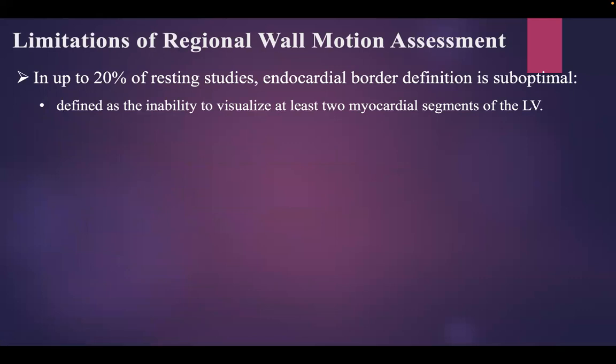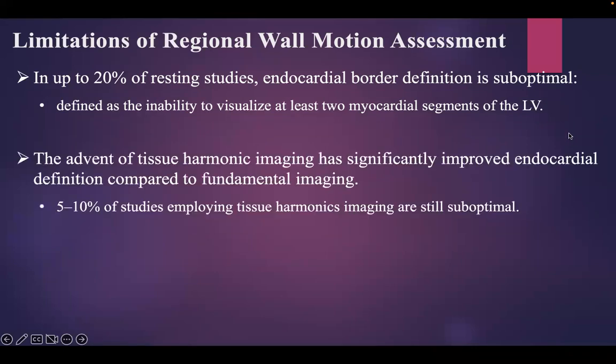So the limitation of wall motion abnormality assessment is that in up to 20% of resting studies, the endocardial border definition is suboptimal. So what does this endocardial border being suboptimal mean? It is defined as the inability to visualize at least two myocardial segments of the LV. If two myocardial segments are not seen, then it's very difficult to do the Simpson evaluation.